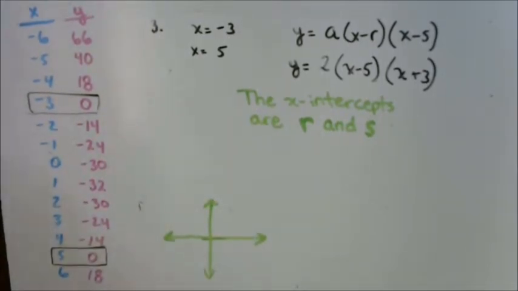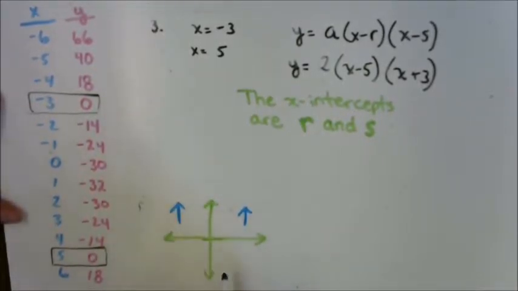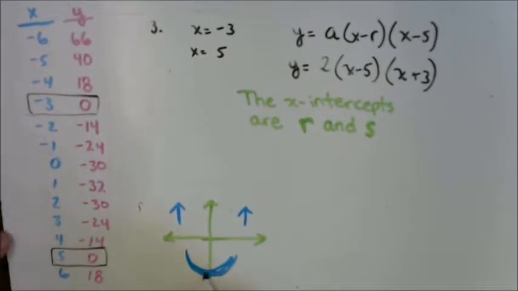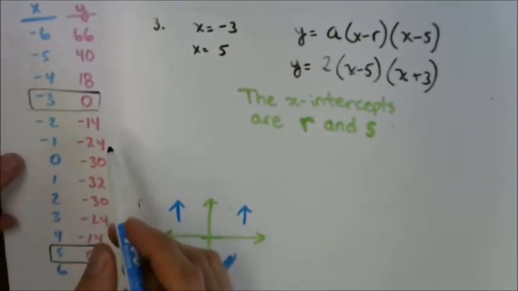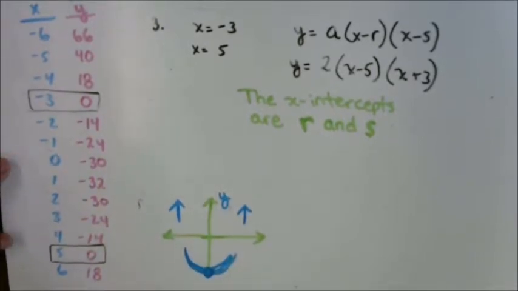Our numbers are getting bigger and bigger as we move down to the negatives, and they're getting bigger and bigger as they move to the positive. So we know opening up, we know our vertex is going to be somewhere down here. So let's find it. What is the lowest point on your grid? Well, now we need to look at our y values, find our lowest y value.